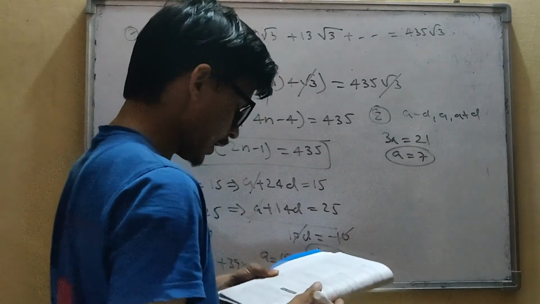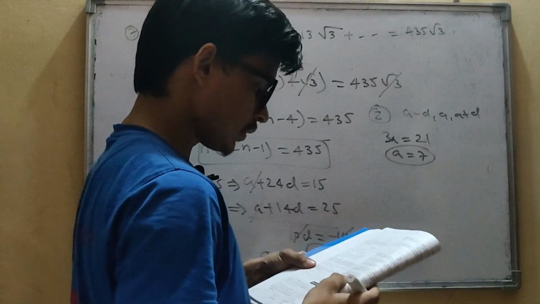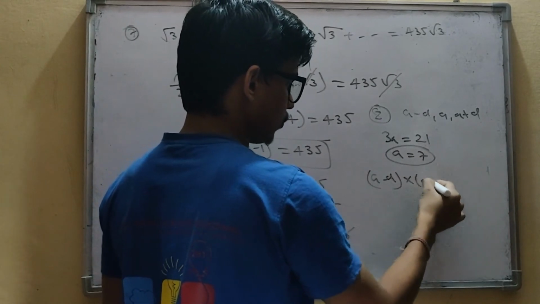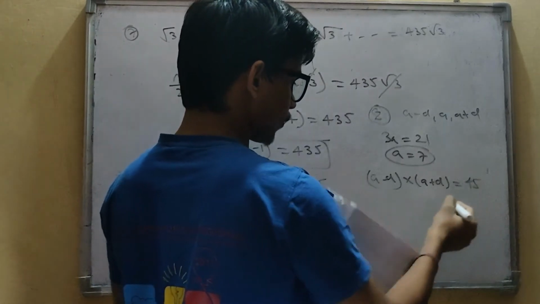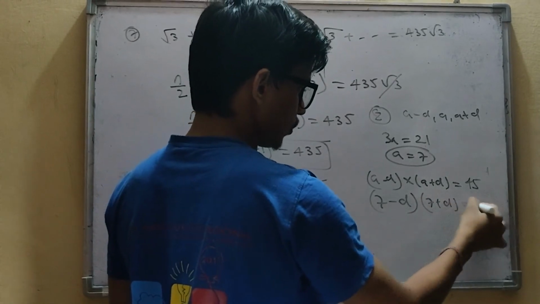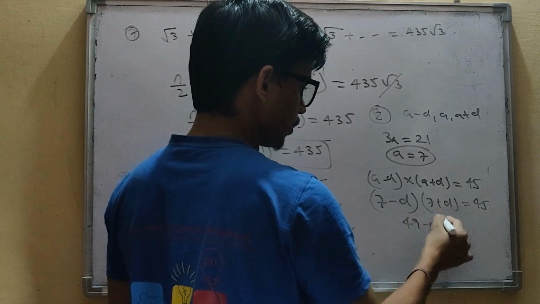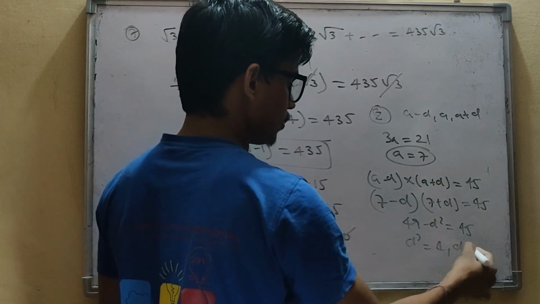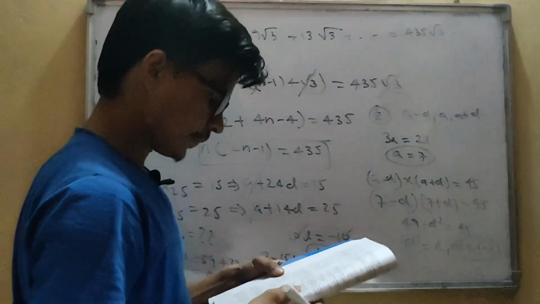So A is going to be 7, and it is saying that the product of the first number and the third number is 45. So A minus D into A plus D is 45 according to the question. So 7 minus D into 7 plus D is going to be 45. So it is going to be 7 square, which is 49. 49 minus D square is 45. So D square is equal to 4. So D is plus minus 2.